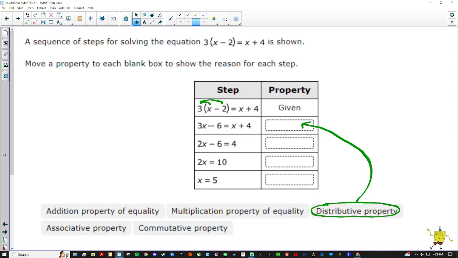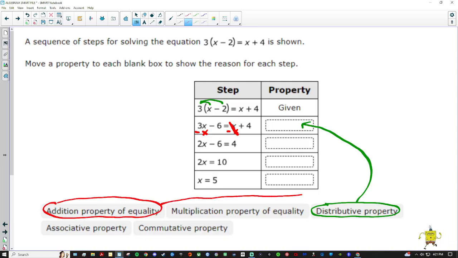Okay. Now we're here. Let's see what happened. I see this x disappeared and this became a 2x. So what did they do? They subtracted x from both sides. Those cancel. And when we're subtracting from both sides, or adding to both sides, it's called the addition property of equality. This is our second blank.